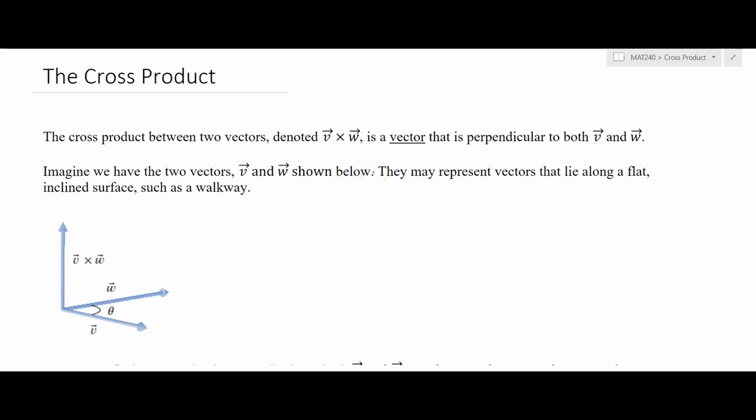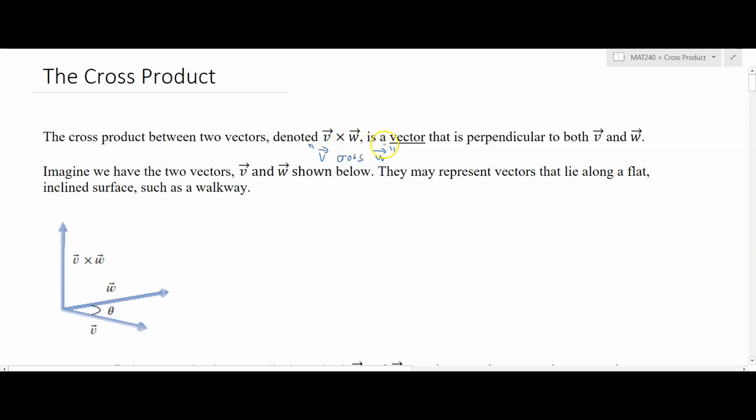Welcome. In this video, we're going to take a look at a concept known as the cross product. And the cross product between two vectors is denoted by v cross w. So we'll often say v cross w. This looks like v times w, but that multiplication sign actually denotes a cross product. So when you're working with vectors and you see this, it's not a dot product, it's a cross product.